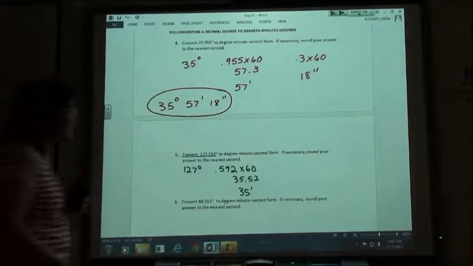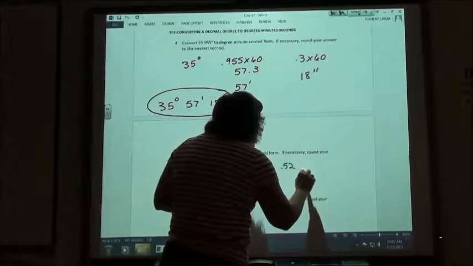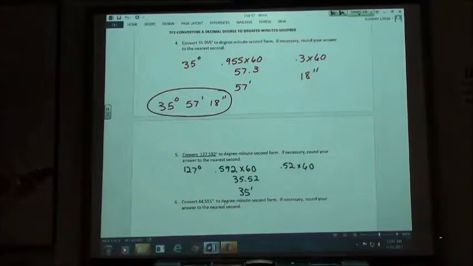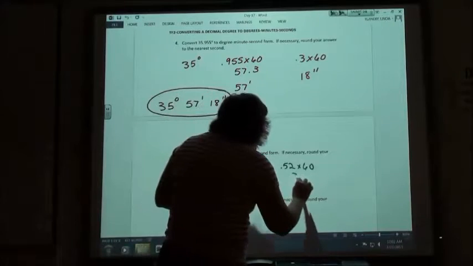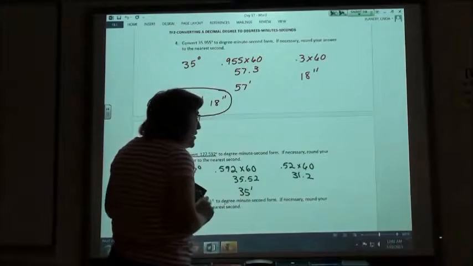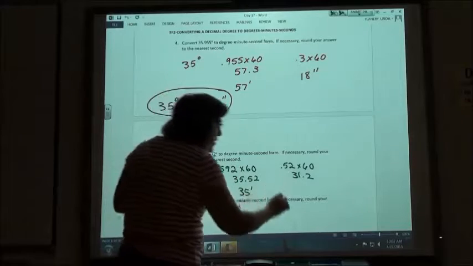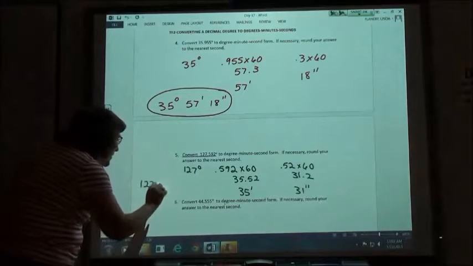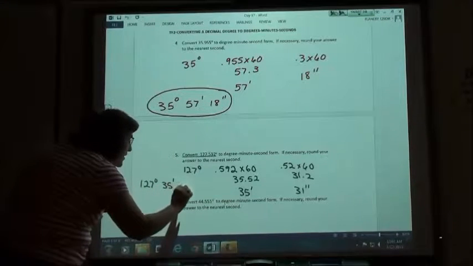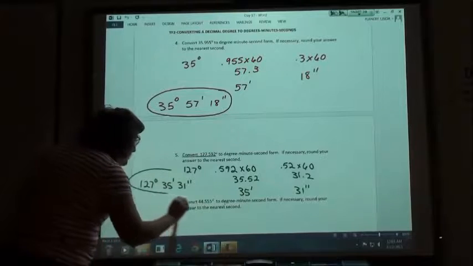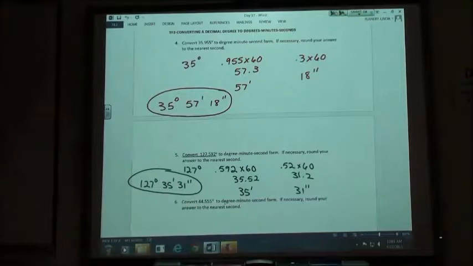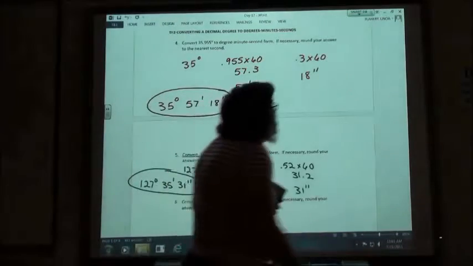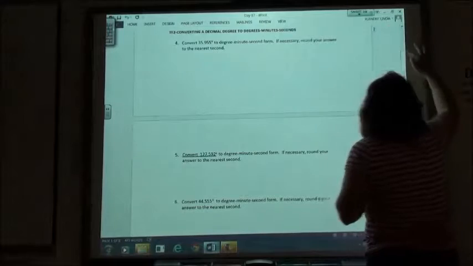We're then going to take that decimal remainder, the 0.52, times 60 to change it into seconds. So 0.52 times 60 is 31.2. We're rounding it off to the nearest second, and so 31 seconds. So 127 degrees, 35 minutes, and 31 seconds would be your answer. I'm going to go ahead and move the board up. You go ahead and start the next one and see if you get the same thing I do.